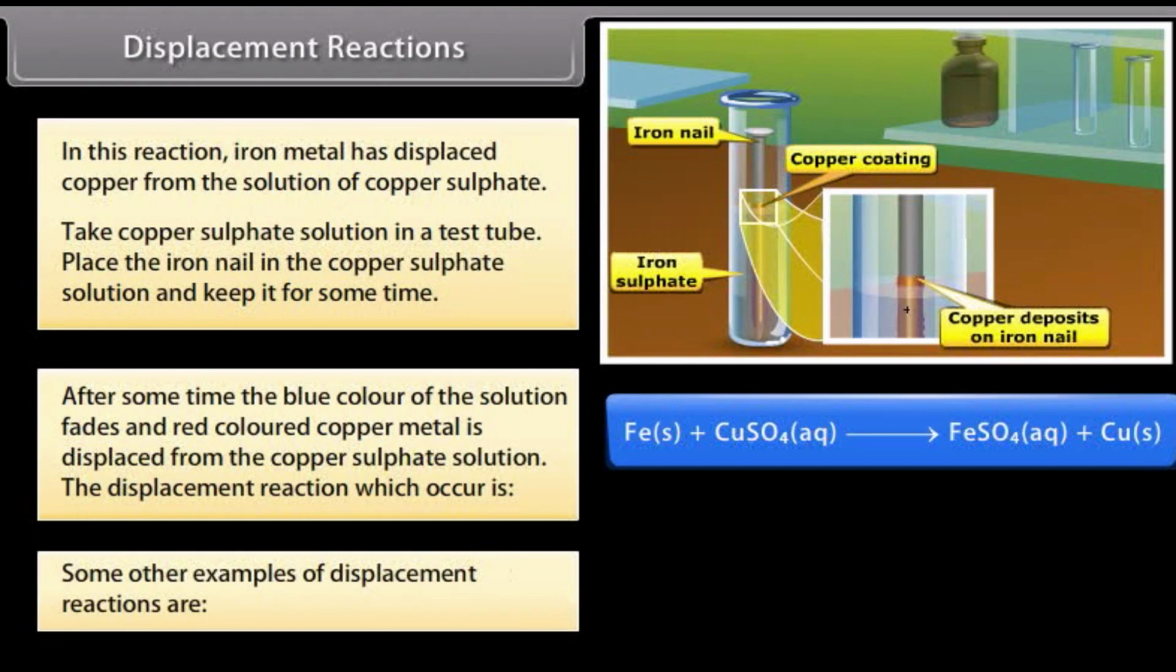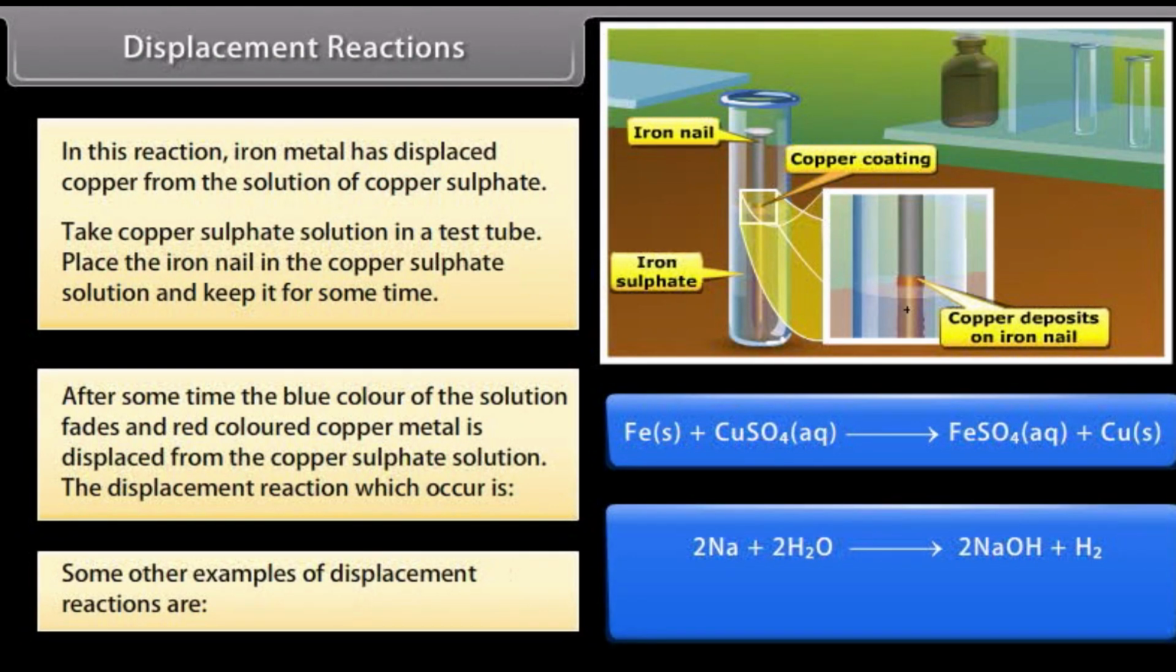Some other examples of displacement reactions are 2Na plus 2H2O gives 2NaOH plus H2. 2Al plus Fe2O3 gives Al2O3 plus 2Fe.